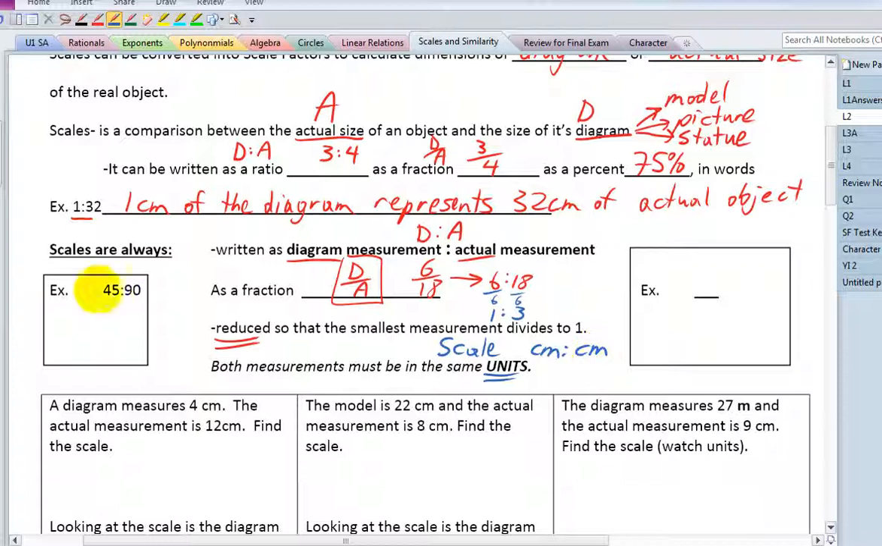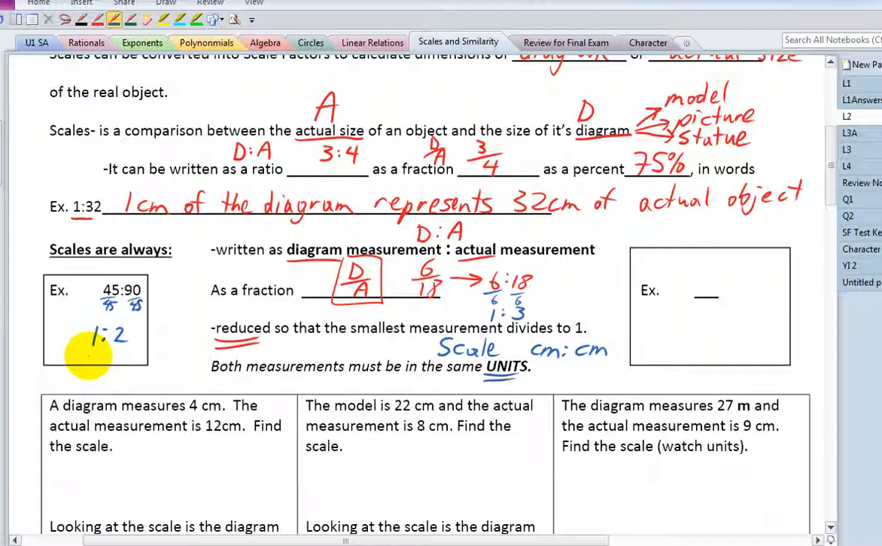Good. So 45 to 90, we want to divide. It's always 2 dots in the middle, a colon. Yes, divide by 45, divide by 45. Always try dividing by your smallest number so you get one of the numbers to 1.